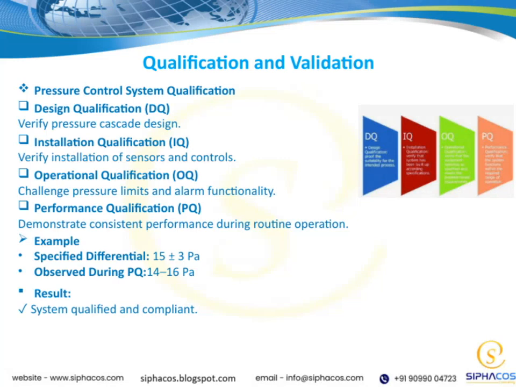Now, let's talk about qualification and validation for the pressure control system. We start with design qualification, where we verify the pressure cascade design itself. Then, installation qualification makes sure all sensors and controls are properly installed. Operational qualification tests the system's limits and alarms, pushing it to its boundaries. Finally, performance qualification confirms the system performs consistently during everyday use. For example, with a specified differential of 15 plus or minus 3 pascals, we observed 14 to 16 pascals during testing, proving the system is qualified and fully compliant.